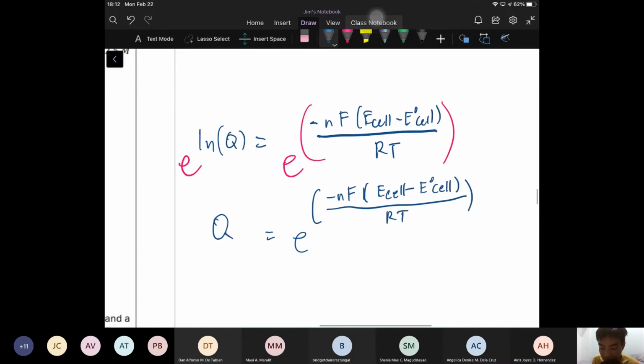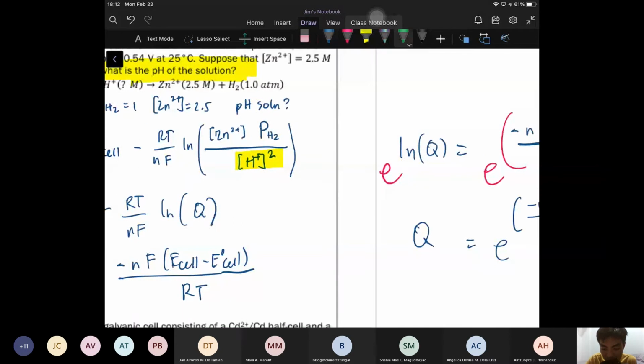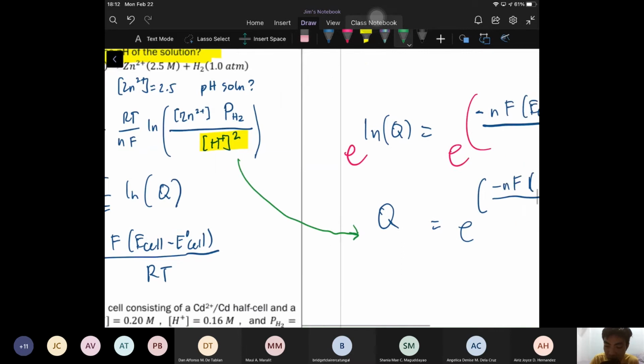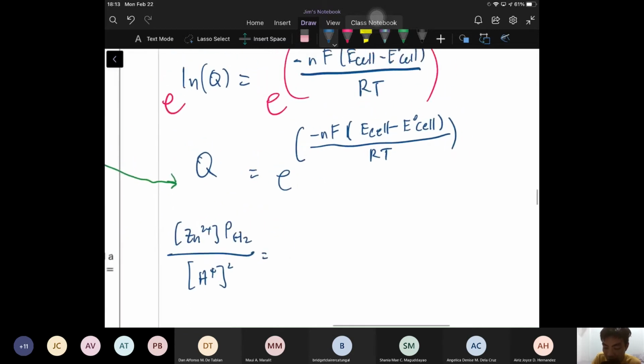Okay? Ang question, ano yung Q? Ito yung Q, di ba? Plug in mo yan doon. So, lagay natin yung Q doon. Plug in. So, that will be the concentration of zinc 2 plus, pressure ng hydrogen gas over concentration ng H plus squared. Okay? So that will be equal to exponential of this term.